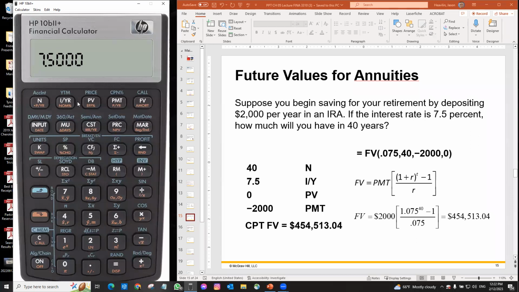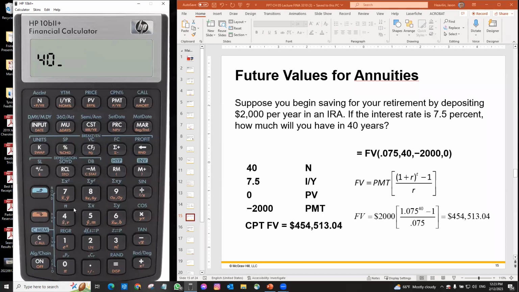There is no present value, meaning you didn't have anything already saved or you didn't do an immediate deposit. So we're going to skip that and leave it blank. Payment is $2,000 you're going to put every year. Negative because of cash outflow. And then we calculate the future value. I apologize, I didn't press payment at all. Let's go over that again.